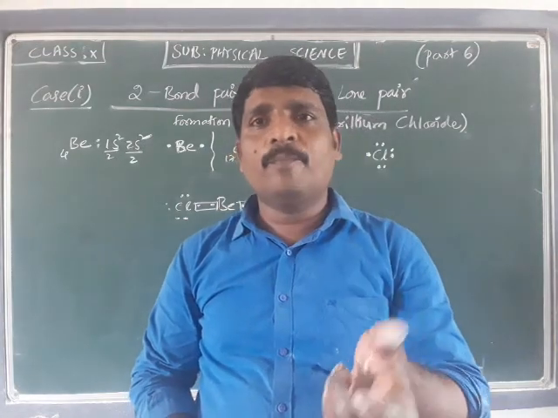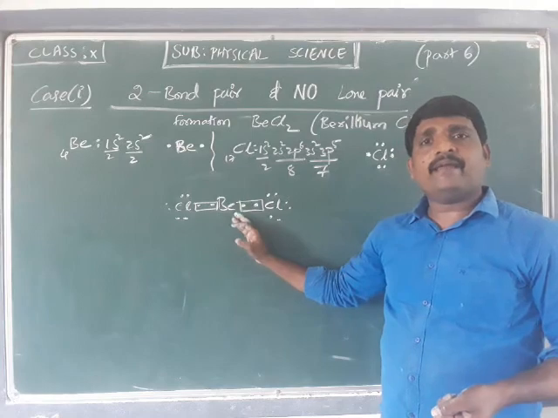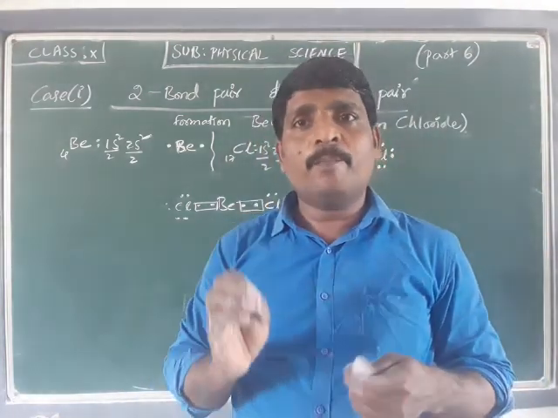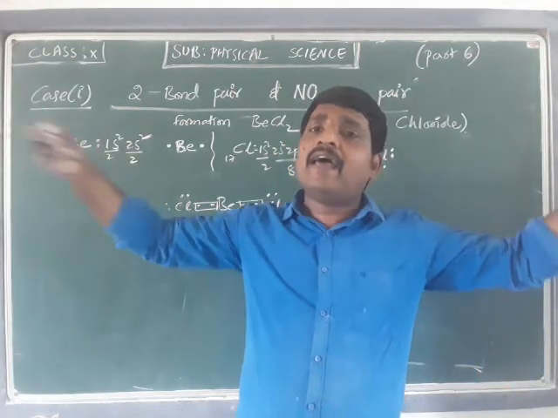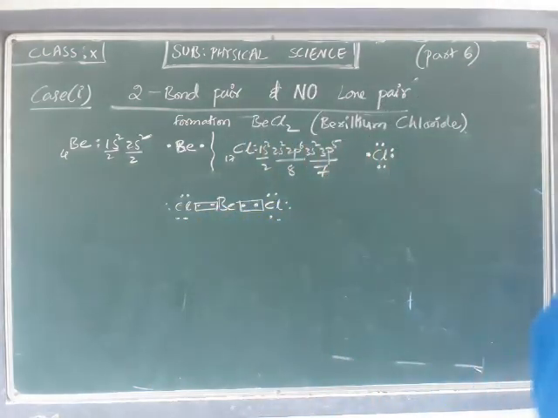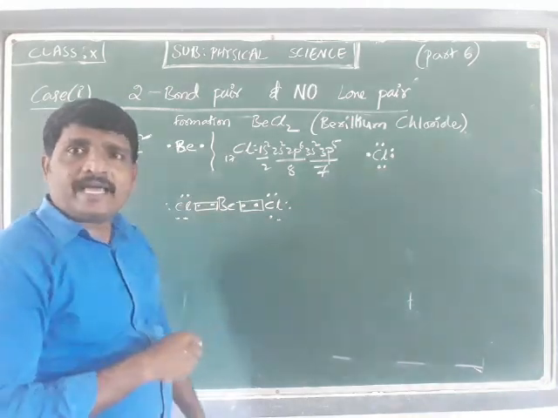bond pair and lone pair, and lone pair and lone pair. And the repulsion between the bond pair and bond pair will be such that they want to be as far as they can, and attain as much bond angle as they can. So what is meant by bond angle? The angle between 2 bond pair electrons is called the bond angle.